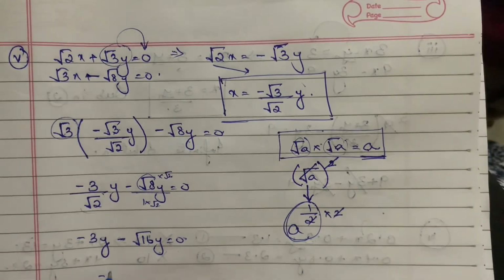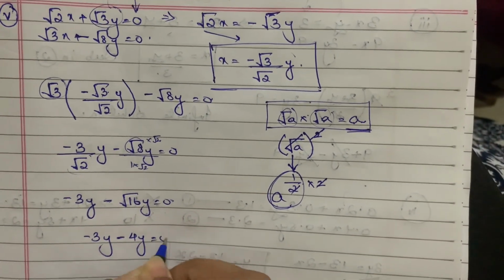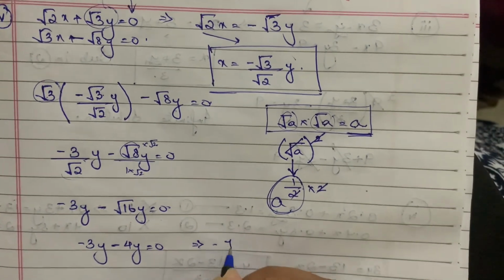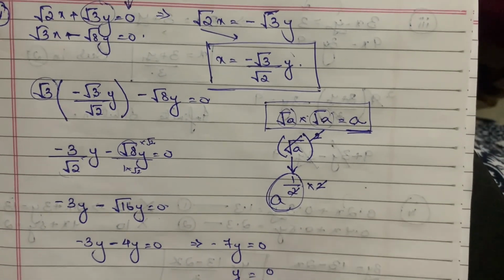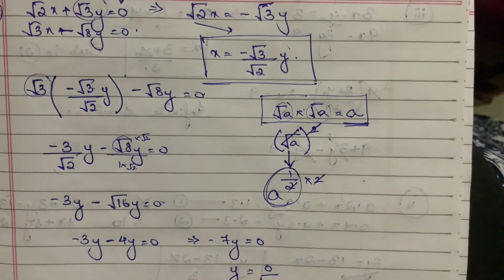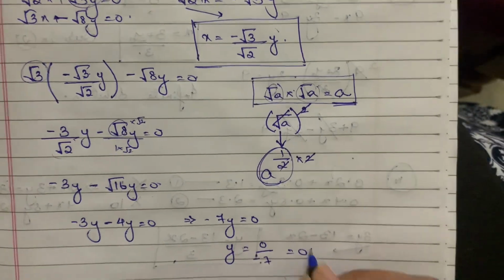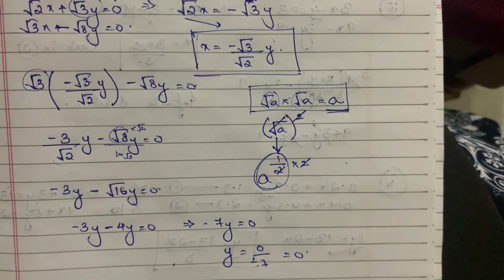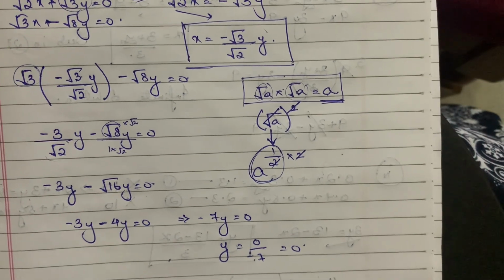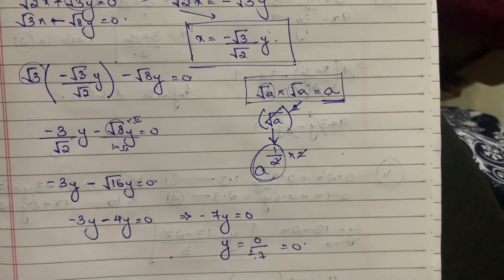That is minus 3y minus root 16 is 4. Minus 4 is equal to 0. That becomes minus 7y is equal to 0. Then y will be equal to 0 upon minus 7, which will be nothing but a 0 again, isn't it? Eventually I get, any number divided into a 0 will remain a 0 itself. Okay, so here I get my y is equal to 0.